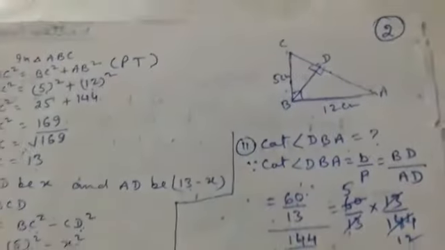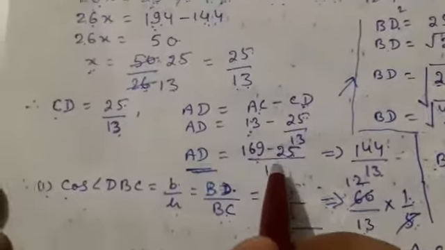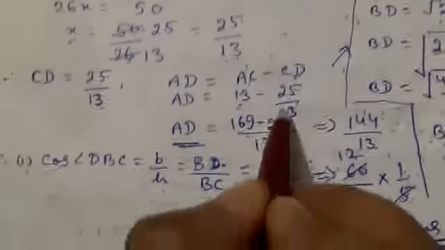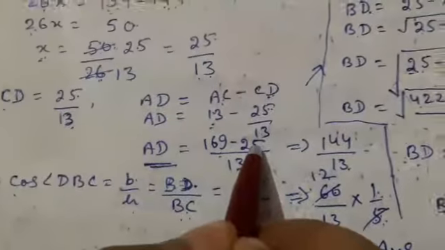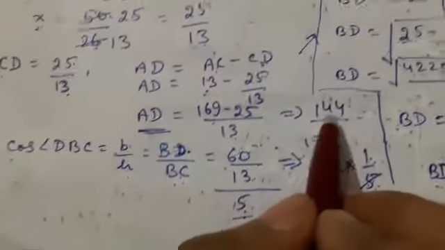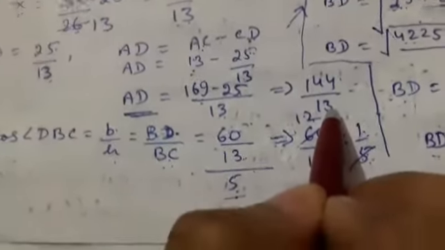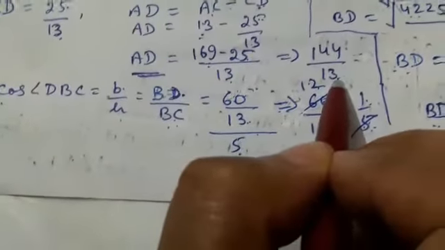AD is equal to AC minus CD, so 13 minus 25 by 13. Therefore AD is equal to, we will take 13 as LCM, 13 13s are 169, minus 25. So 169 minus 25 is equal to 144 by 13. So AD is equal to 144 by 13.